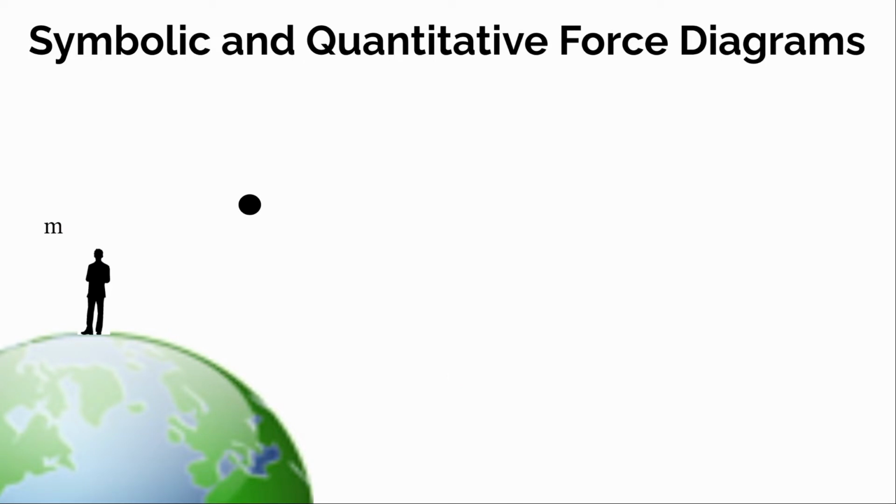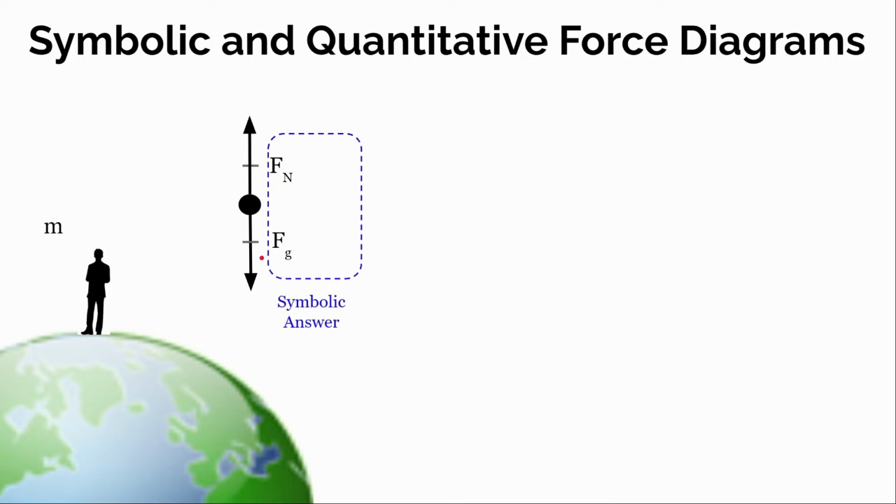Let's first take a look at a simple situation with a person of mass m standing on the earth. Let's make a symbolic force diagram and a quantitative force diagram. Well, if somebody's standing on the earth, we know the earth is attracting them with gravitational force and the earth is pushing up with a normal force. If the person is at rest, we know those two forces have to be the same size. But let's go beyond that.